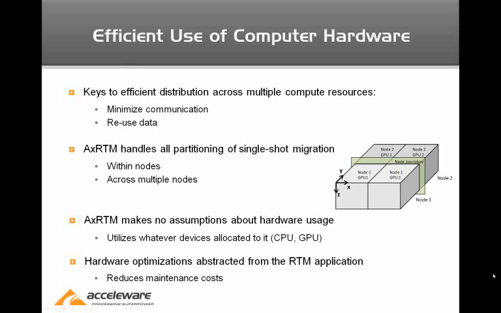And here we see an example of a migration being split across two nodes, each with 2 GPUs. Now, AXRTM makes no assumptions about hardware configuration. It'll simply use whatever hardware is available. So it'll quite happily run on CPU only hardware or a heterogeneous cluster of both CPU and GPU hardware. And I'll just stress again that hardware optimizations are abstracted as far as possible from the top level RTM application. And of course this greatly reduces both costs and effort associated with maintenance.